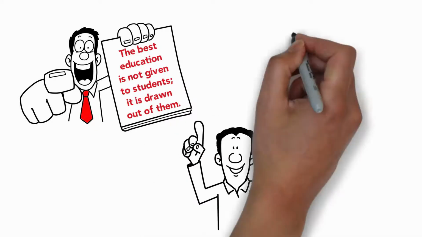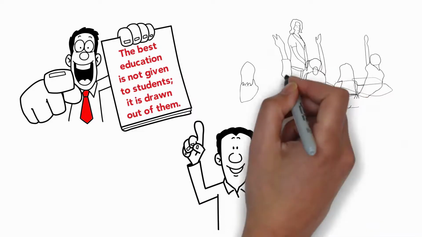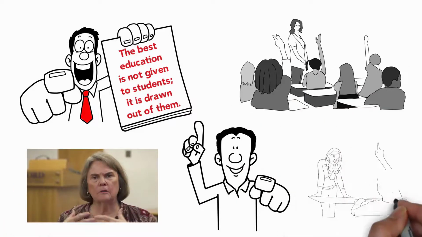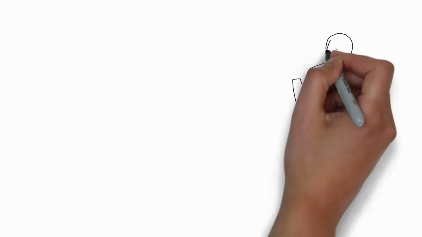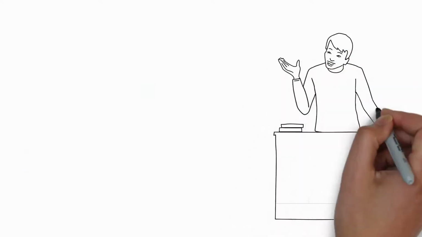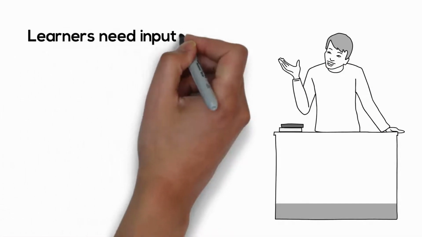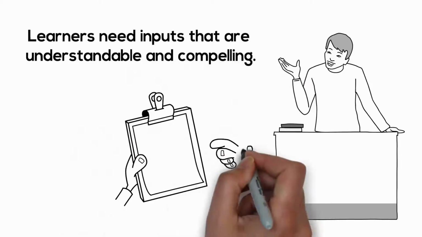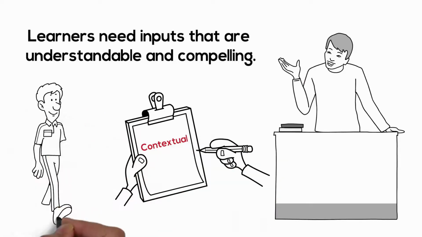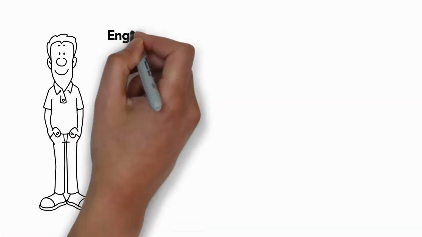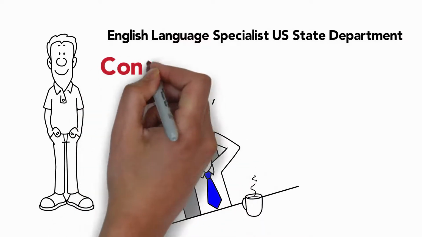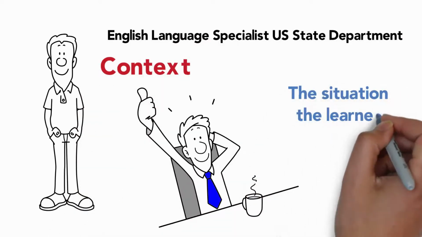This quote highlights the idea that teacher instruction must be student-driven and solve what Dr. Diane Lawson Freeman calls the inert knowledge problem. Steve Krashen has pleaded with academia for decades that learners need inputs that are understandable and compelling. These inputs must be contextual, which is the basis of attracting learners' attention. Dave Hopkins, English language specialist, United States State Department, and author, defines context as the situation the learner understands.